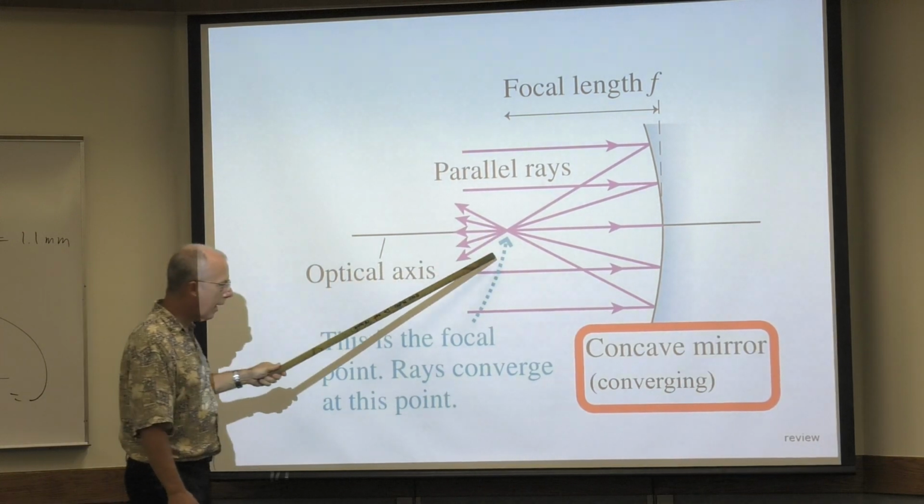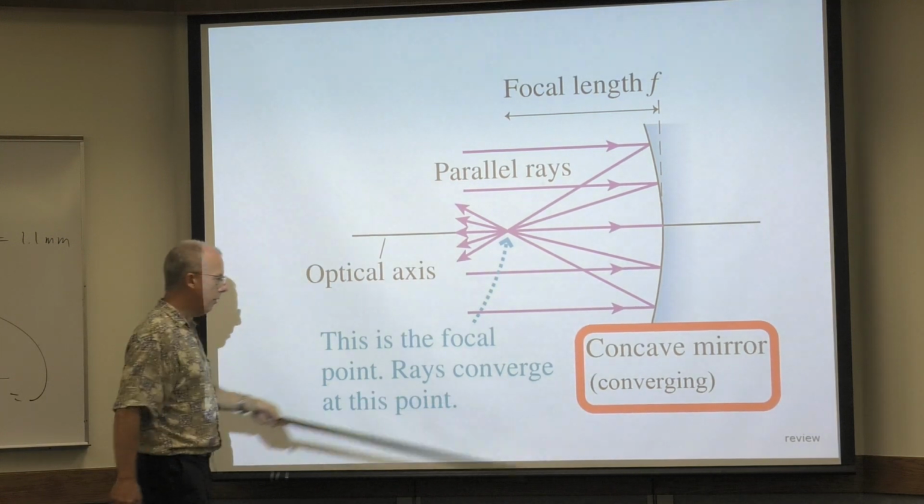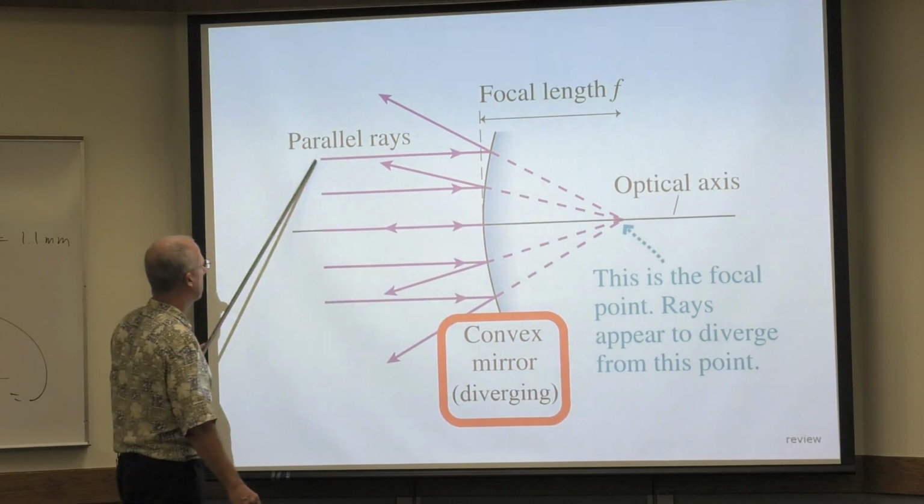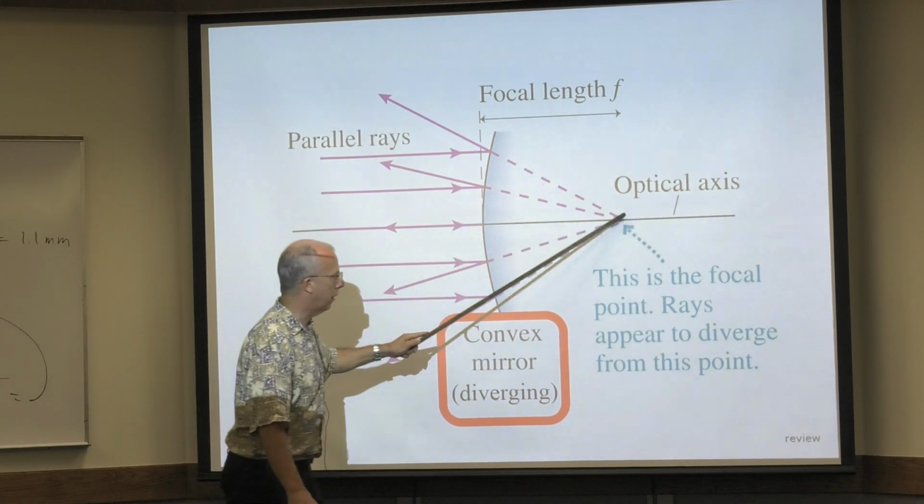So for a concave mirror, the focal point's on the left. And again, some people call it a converging mirror. And for a convex mirror or diverging mirror, the focal point's on the right, because the parallel comes in and it diverges. And so you backtrack and you get the focal point.